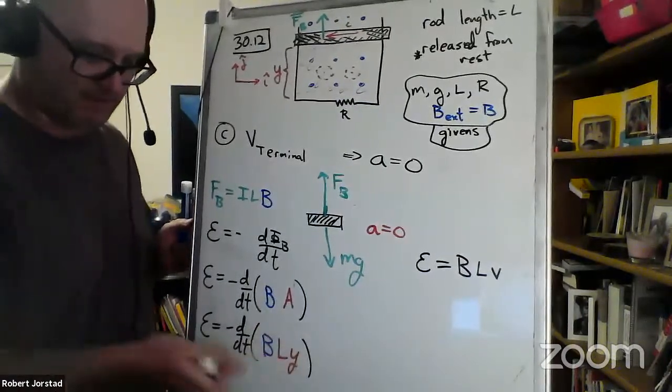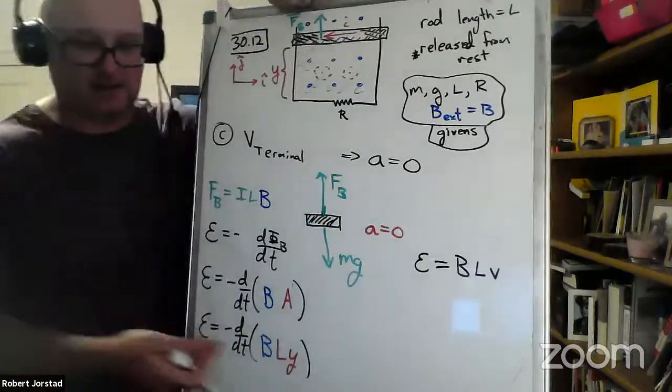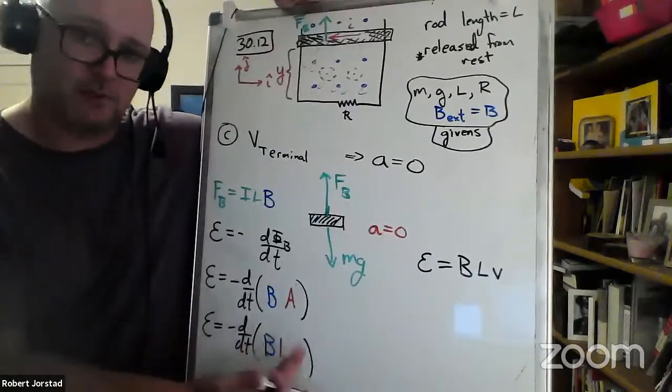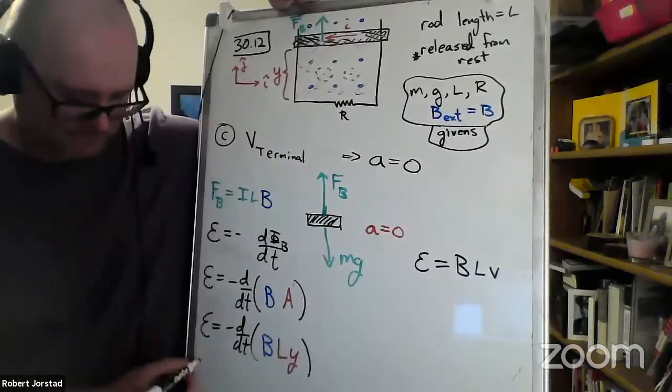I argue we could simplify this. In fact, not everything in here is changing. What can we pull out? Everything but the Y. Exactly.